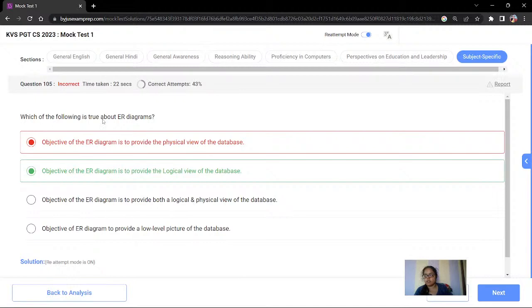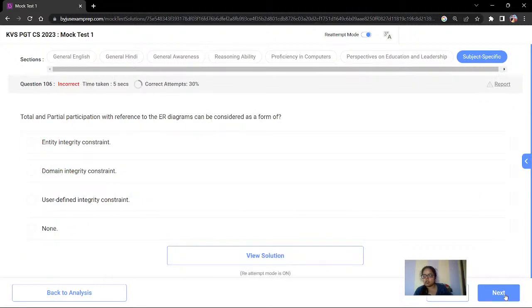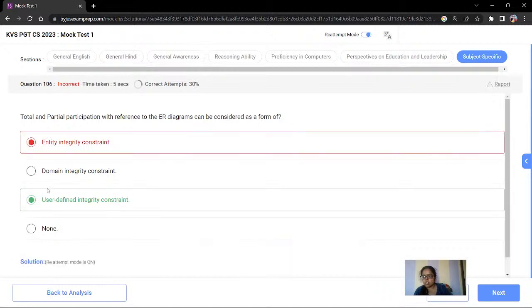So first question: which of the following is true about ER diagram? The objective of an ER diagram is to provide a logical view of the database. It is not a physical view; the ER diagram provides the logical view of the database. Next, total and partial participation with reference to the ER diagram can be considered in the form of, so here the option is user defined integrity constraint.